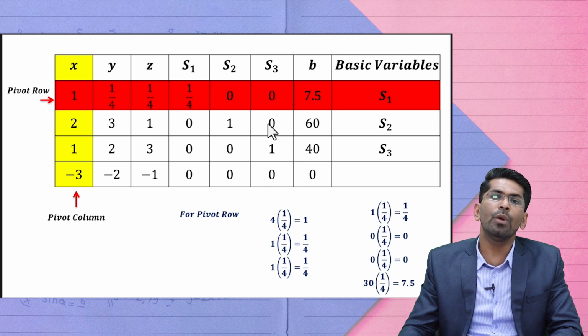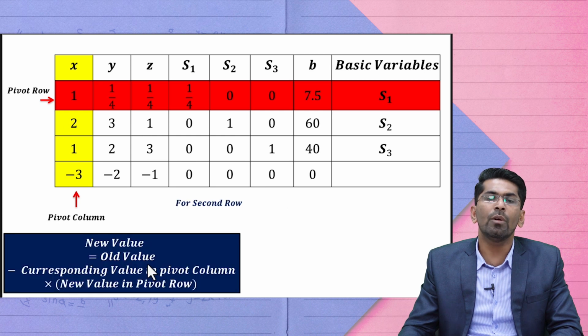Now we want to again replace the second, third and fourth rows. So how are we going to replace them? See here, first we are considering the second row. The new values can be found as the old value minus the corresponding value in the pivot column into the new value in the pivot row. So here the old value is 2, minus the corresponding value in the pivot column. See, the pivot column is this one. So here the corresponding value is also 2, into the new value in the pivot row. The corresponding new value here is 1.